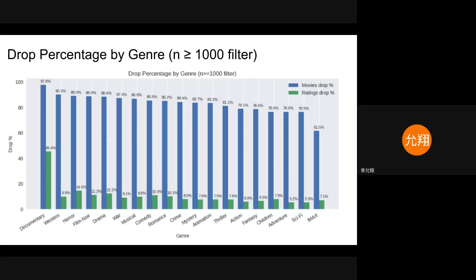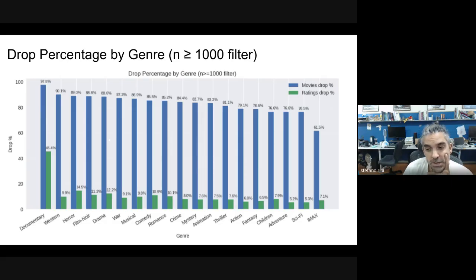But one genre stands out. That is documentary. As you can see, nearly all documentary titles are dropped. Yet the green bar shows that we still lose about 40 to 45% of that genre's ratings. So in plain terms, documentary has many, many low-volume titles, and these collectively account for a non-trivial share of documentary ratings. Could it also be because it's the cheapest to produce?